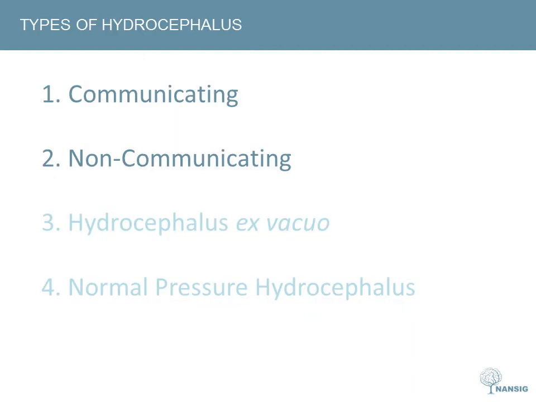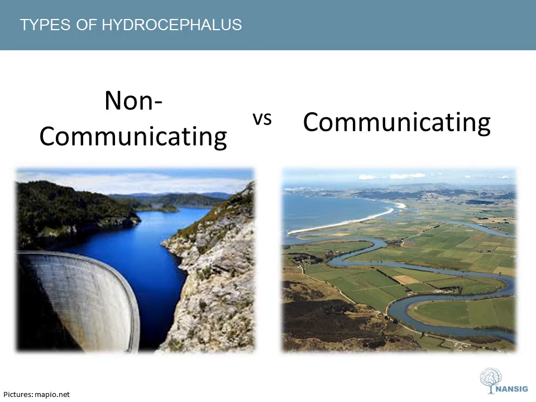There are four main types of hydrocephalus, the first two being communicating and non-communicating. Non-communicating hydrocephalus is caused by an obstruction to the flow of CSF, whereas communicating hydrocephalus is caused by either overproduction or reduced reabsorption of CSF.